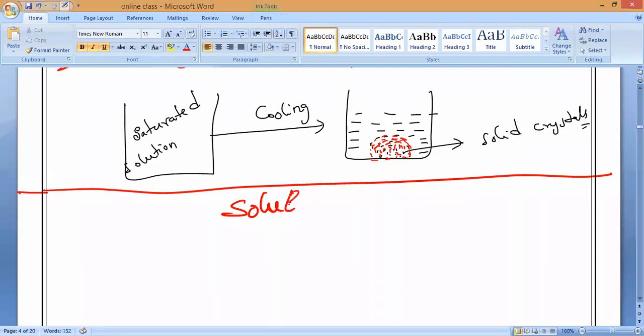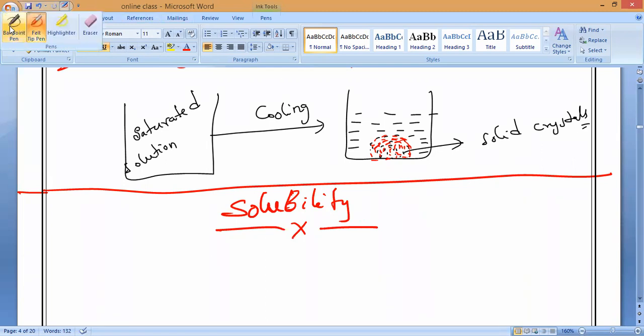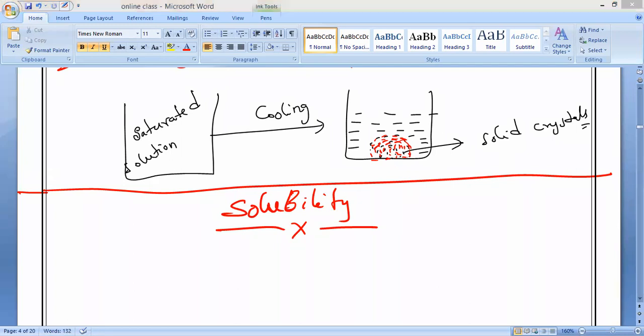Solubility. So what do you mean by solubility? You already know that. What do you mean by solubility? Let me see, who will say? The maximum amount of solute dissolved at a given temperature.